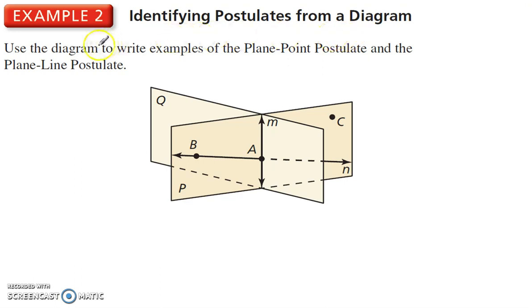Identifying postulates from a diagram. Use the diagram to write examples of the plane-point postulate and then the plane-line postulate. So let's look at plane-point. If we have a plane, then it contains at least 3 points. The plane-point postulate is 2-5.